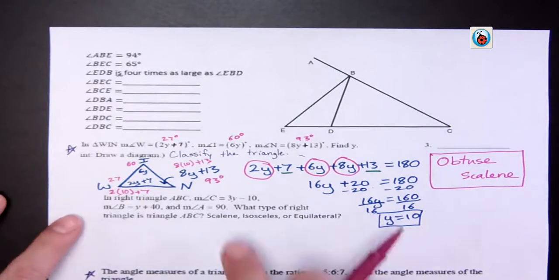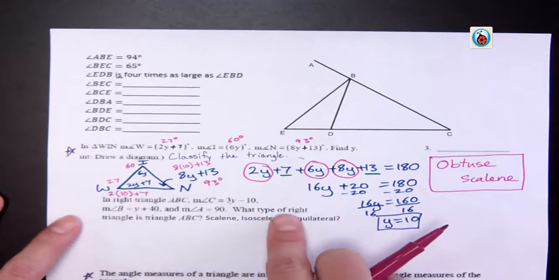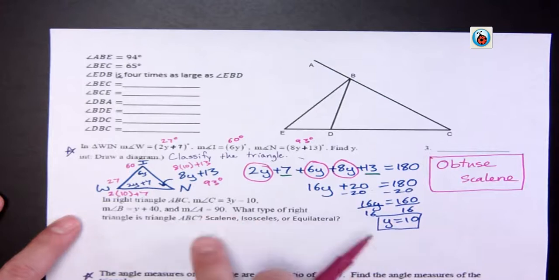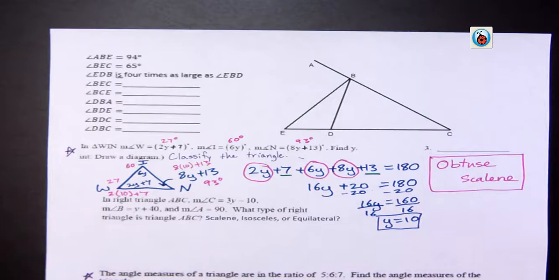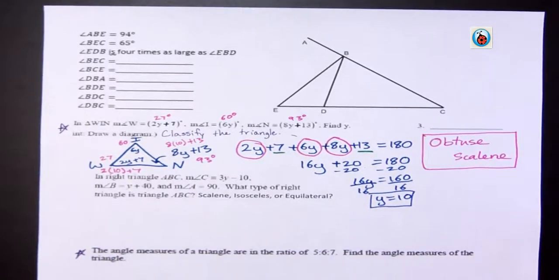Alright, and then you'll come on and do this one. It already tells you it's a right triangle because you have a 90 degree angle, but you'll plug in the others, see are those angles equal or not, and classify it from that.